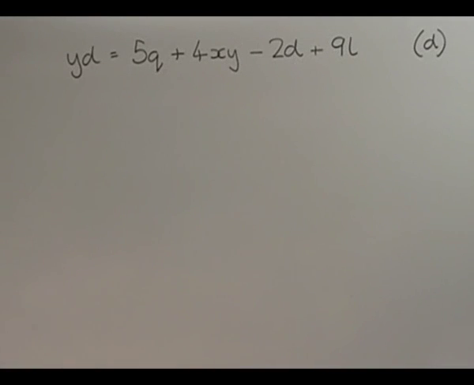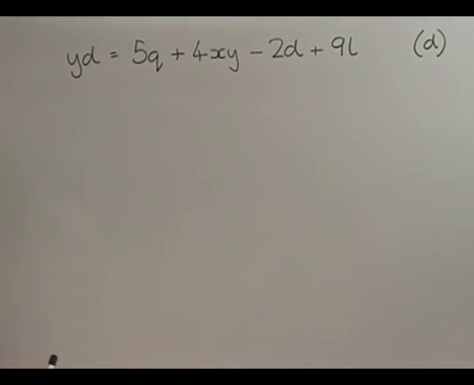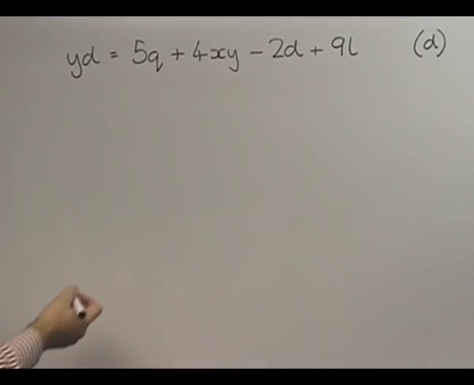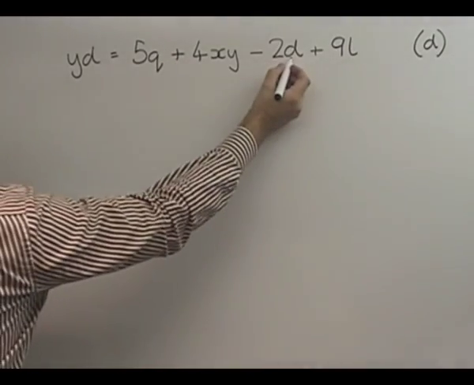This final example is one that looks a lot worse than it is. Because this is so long, some people just abandon it and don't even bother trying. Actually, because you're making d the subject of the formula, all you've got to do is get the d's together. So I've got a d here and a d here.